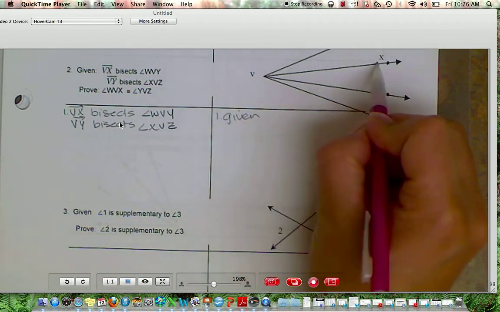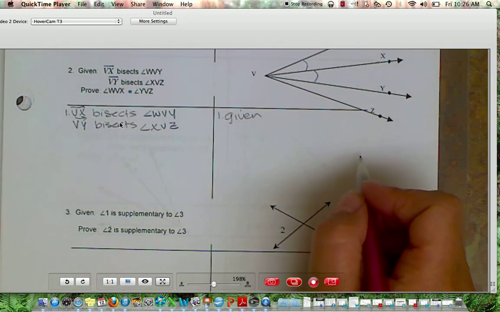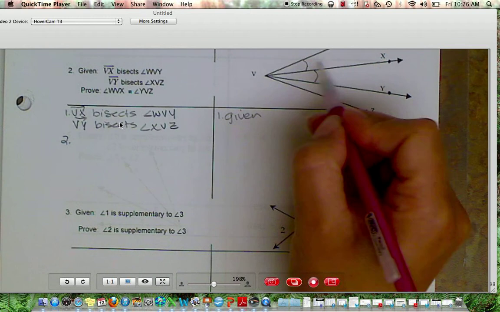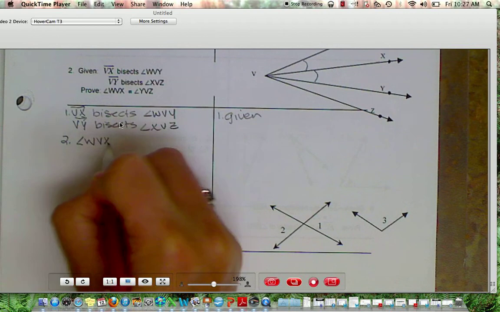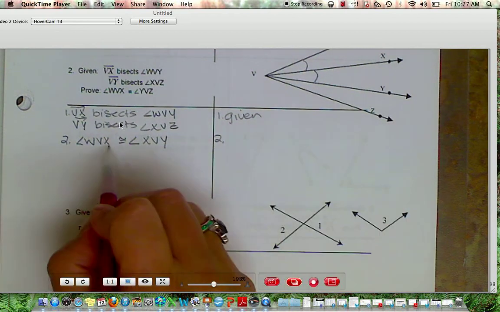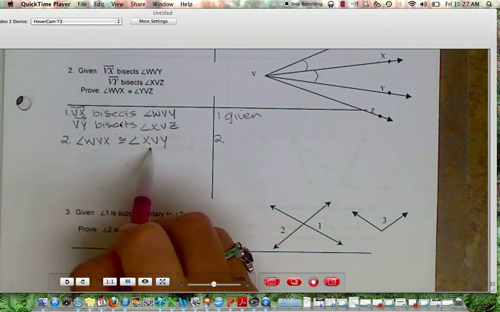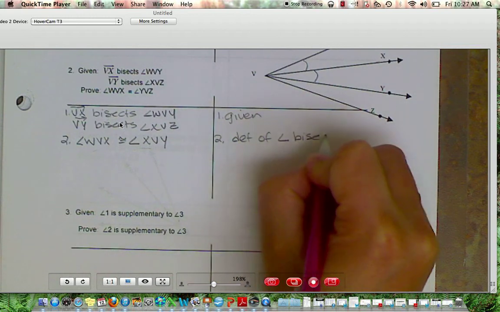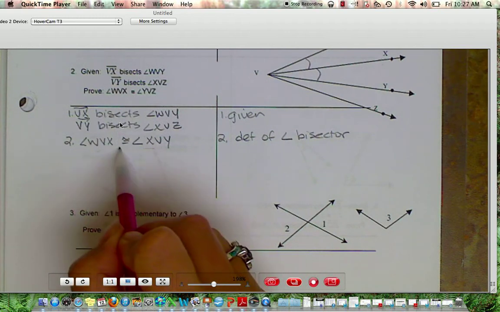And we want to mark that in our diagram. So if Vx bisects WVY, then these two angles would have to be congruent. Now as you mark it in your diagram, you can also put it in your proof. So step 2, we will actually just say that these two are congruent. So angle WVX is congruent to angle XVY. And the reason that those are congruent is coming from this wordy statement. So we're going to undo this wordy statement and write it mathematically, which we have here. And that will be definition of an angle bisector. Or if the ray bisects the angle, then it creates two congruent angles.